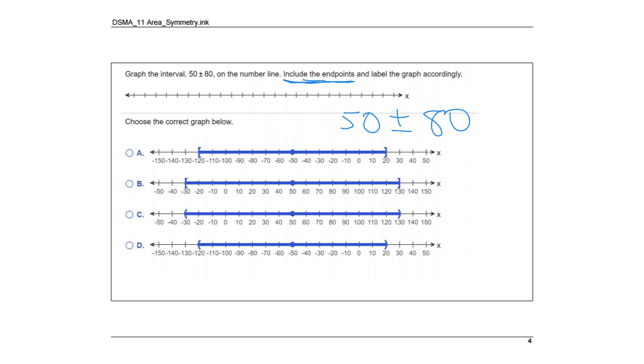We're going to subtract 80 from 50, which gets us all the way down to negative 30. Then on the right-hand side, we're going to take 50 plus 80, which gets us up to 130. Because it says include endpoints, we want brackets. So it's going to be B with 50 in the middle. If you subtract 80, you get down to negative 30. If you add 80, you go up to 130, and we're including the endpoints.